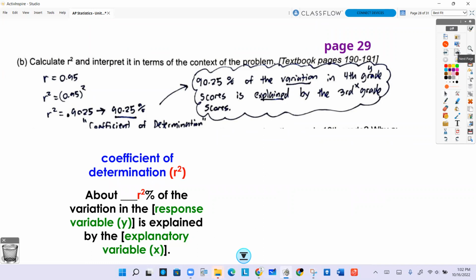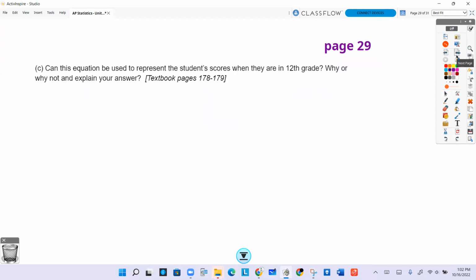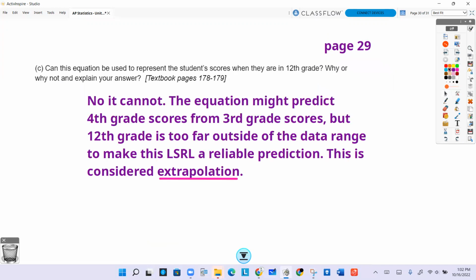Letter C. Can this equation be used to represent the student's score when they are in 12th grade? Why or why not? And explain your answer. That's no. It might be good for predicting 4th from 3rd, but this is too far outside of the data range. This is called extrapolation.